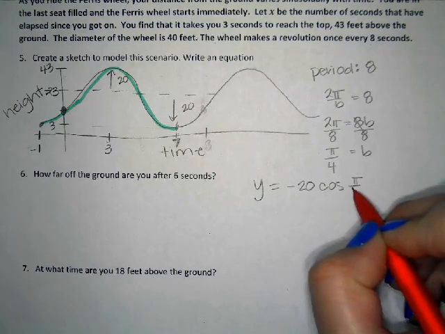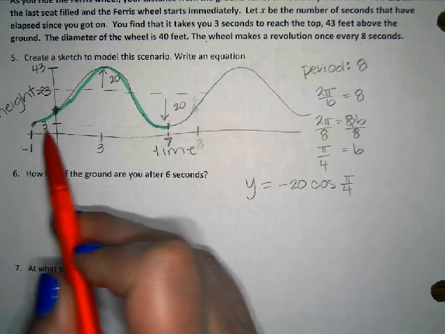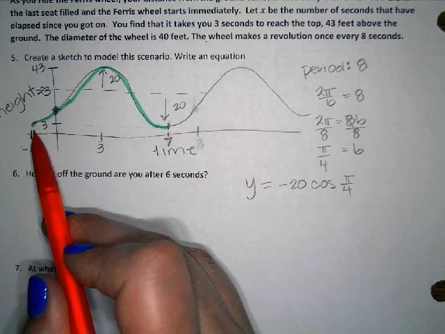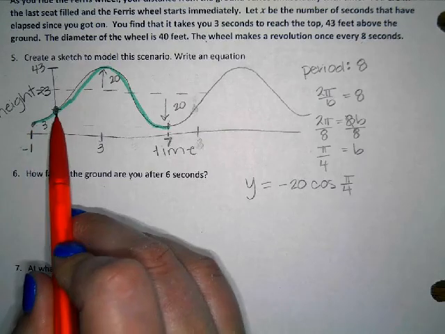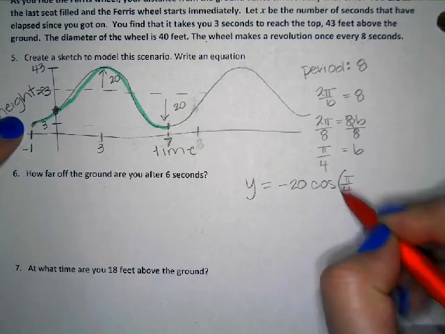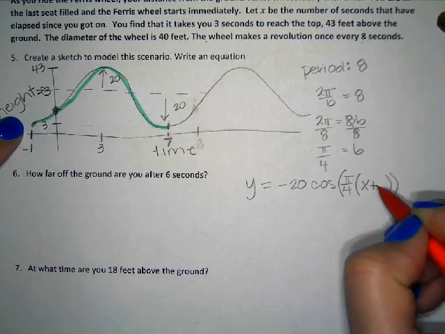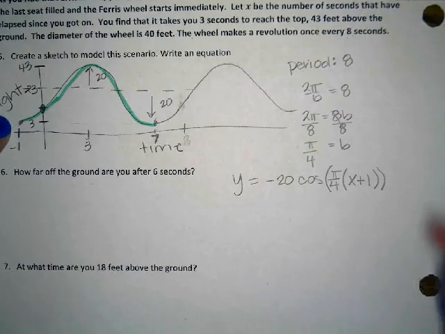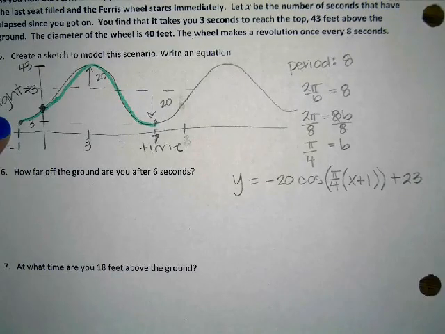Now, has this graph shifted to the left or the right? Yes, this graph actually has shifted to the left because we are not getting on the Ferris wheel at the lowest point. So the start of the cosine graph is actually over here instead of at 0, which means that the graph has shifted to the left. So I'm going to put parentheses, and it would be x plus 1. Okay? And then what belongs on the very end? Plus 23.